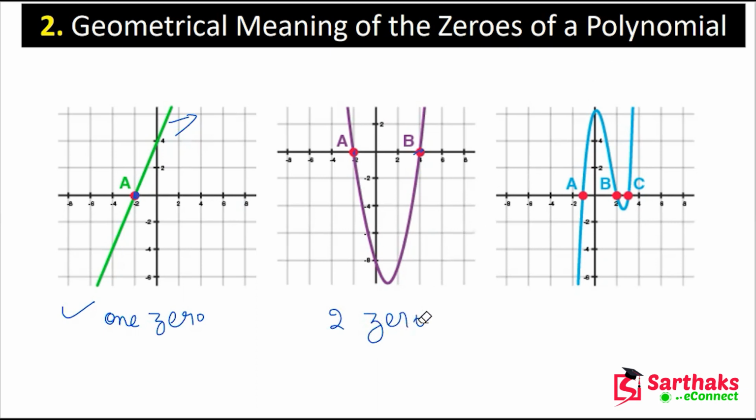I hope you get this point. Now if you see the third graph, here it cuts the x-axis at a, b and c. So we can say that there are 3 zeros on the x-axis. So here a, b and c correspond to the zeros of the polynomial represented by the graph. I hope you get this point.